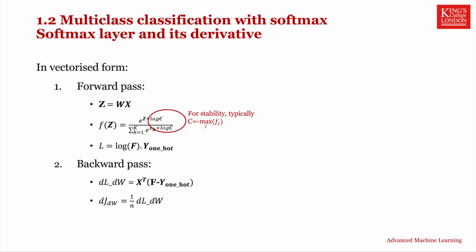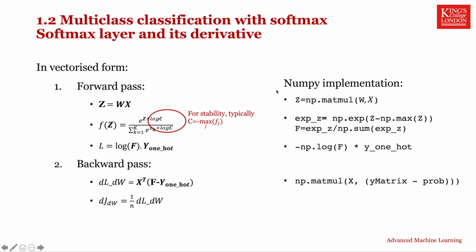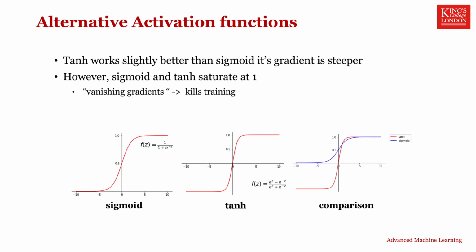So that's it for the explanation of softmax. These are the forwards and backwards class computations for reference and in NumPy. However, we will not ask you to code them up, but you should be able to see that they reduce more or less to what you saw before for logistic regression, allowing for one-hot encoding. So finally, let's talk a little bit about activation functions.